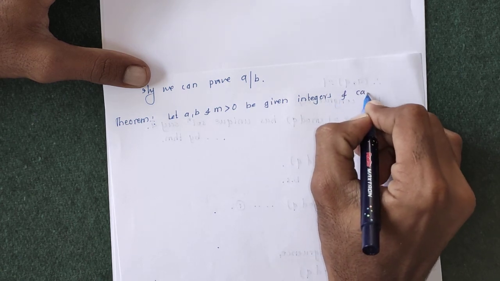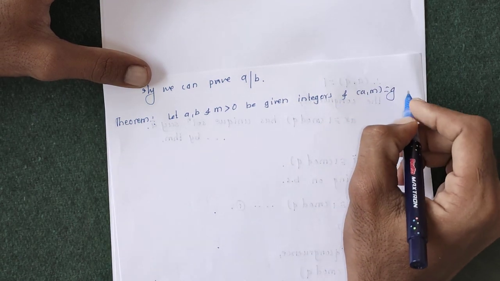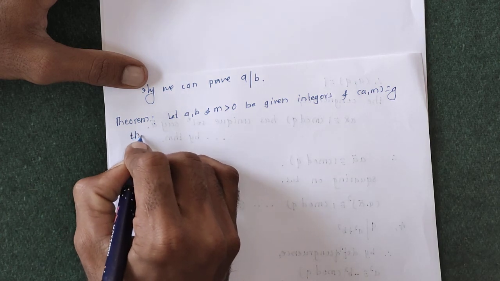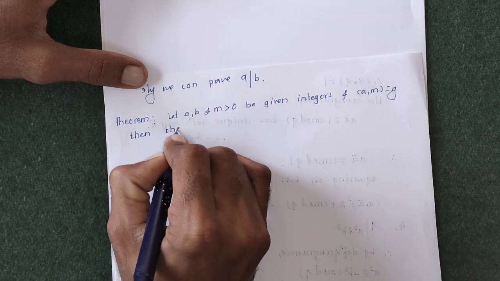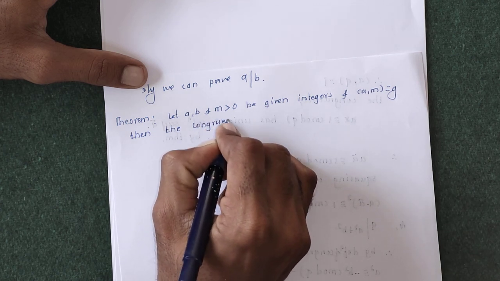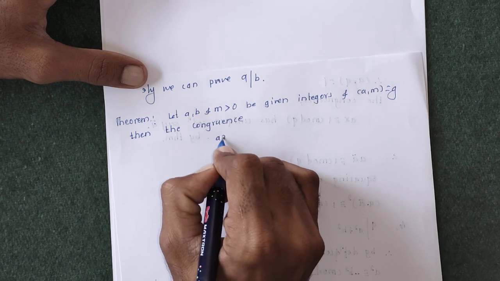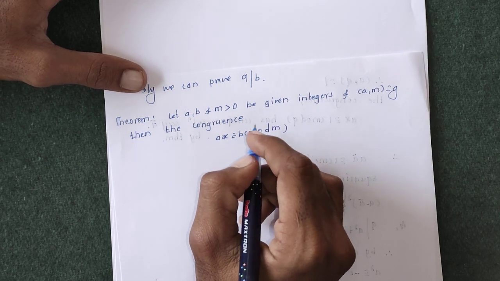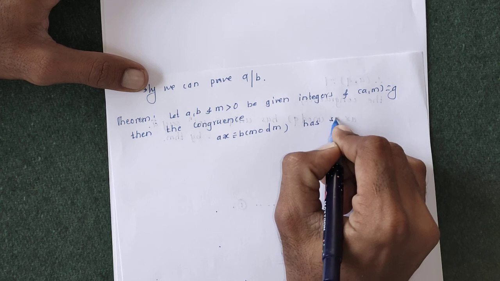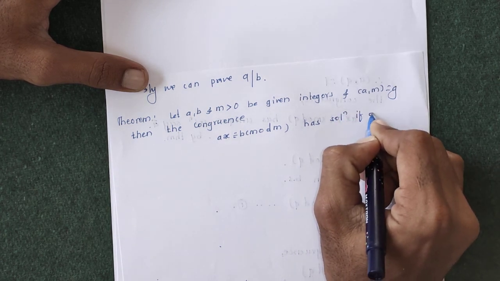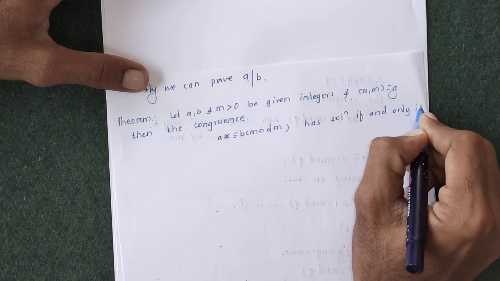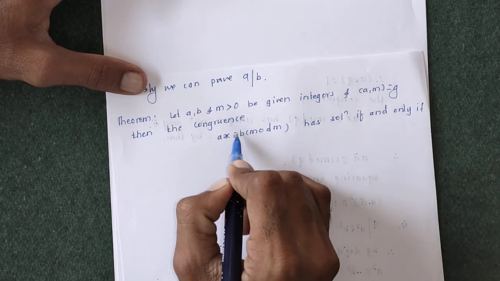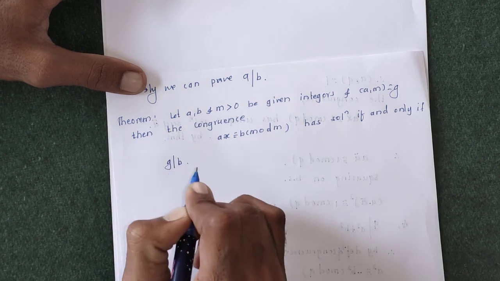And GCD of a and m is equal to g. Then the congruence ax is congruent to b mod m has a solution if and only if g divides b, that is, GCD of a and m divides b.